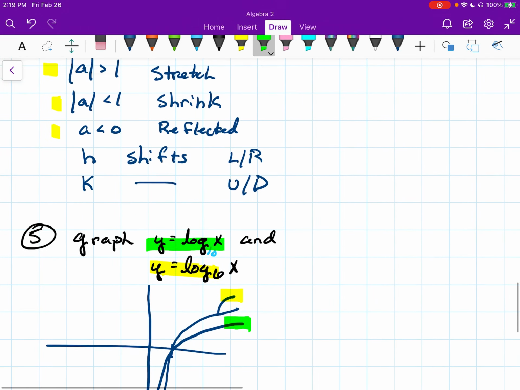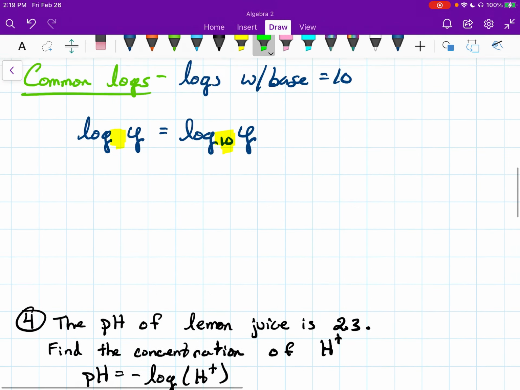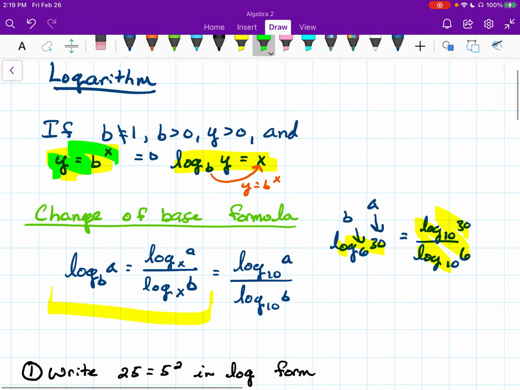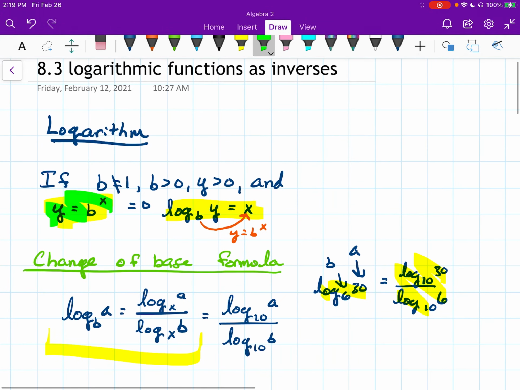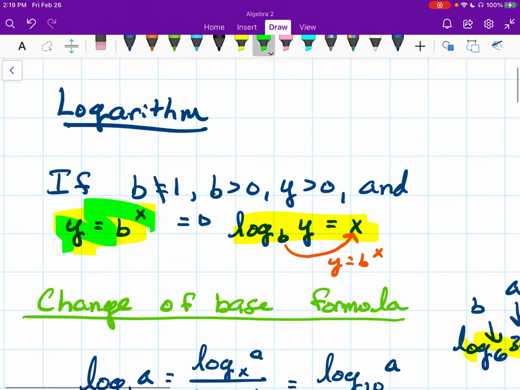So that's that. Probably the most important piece here is being able to do this piece here: y equals b to the x versus log base b of y equals x, right? All right, let me know if you have any questions.